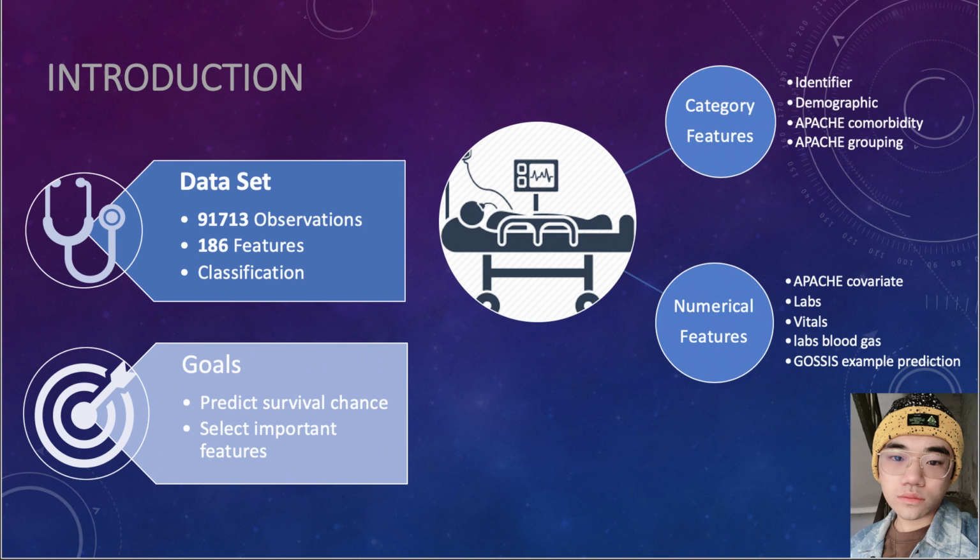The first part is about our dataset. It has over 90,000 entries and 186 columns. Among those features, we have categorical features like identifier and demographic data. We have another important predictor called APACHE, designed to measure the severity of disease for adult patients admitted to intensive care units. For numerical features, APACHE also plays an important role, and data about vitals, labs, and you can see GOSSIS is the Global Open Source Severity of illness Score. The second part is about our model. My team members will make it clear in their part.